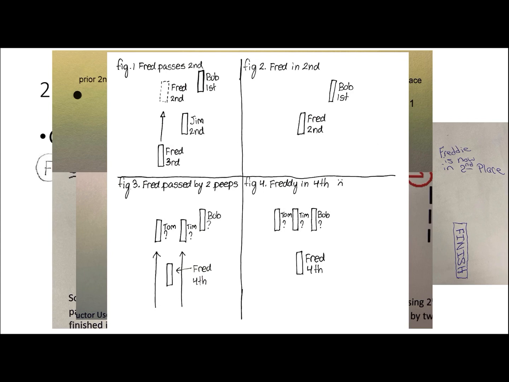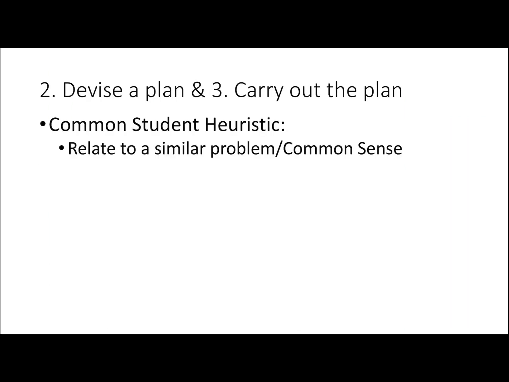And this was probably my favorite one just because it clearly shows in each step what happened. There's Fred in third, he's passing and going into second. Then in figure 2, he's in second. In figure 3, he's passed by two people, now leaving him in fourth.